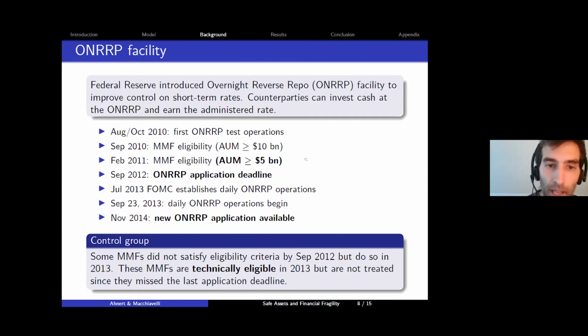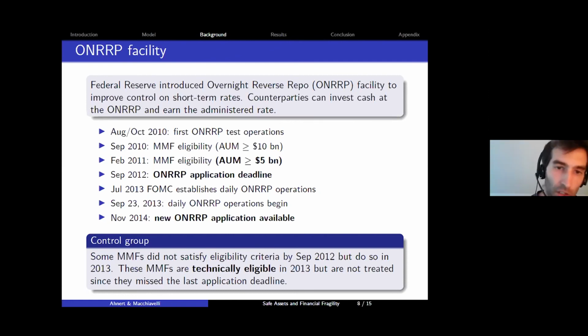And then in September 2012, we have the last application deadline. So if you applied by September, good. Otherwise, you would have to wait for 2 years. The interesting part is that in this 2-year window, we have the introduction of the Federal Reserve ONRRP facility in September, and a few days later, the US debt limit episode. So in this window, we have technically eligible money funds that are not, however, treated with the ONRRP, just because they satisfied the eligibility criteria in 2013, but did not in 2012.